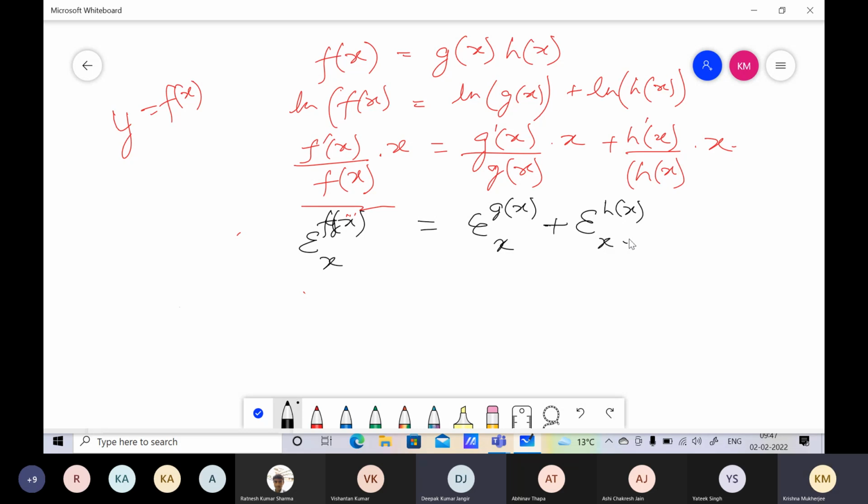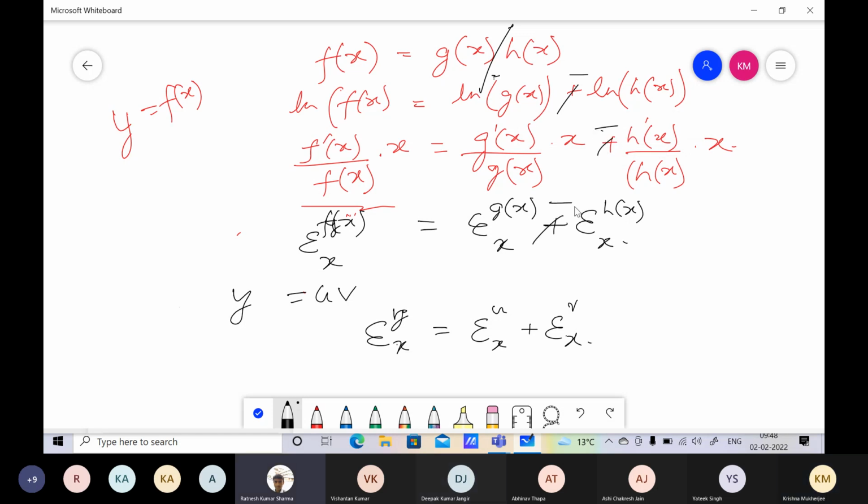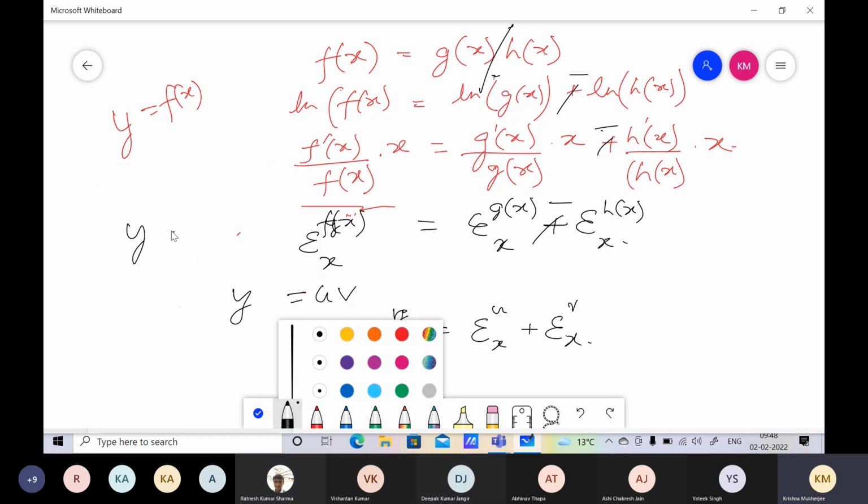See? So what we are saying is, if y is equal to u into v, and both are functions of x, then E of y with respect to x is nothing but E of u with respect to x plus E of v with respect to x. And if this was this divided by this, then plus becomes minus here, and this becomes minus here. And therefore, if y is equal to u by v, now you understand the advantage.